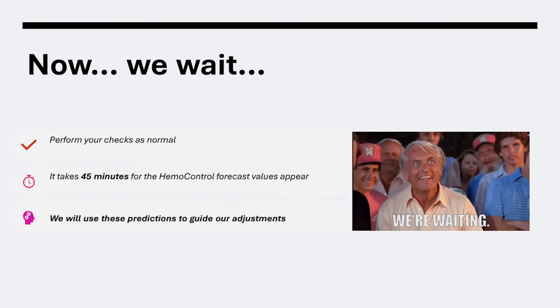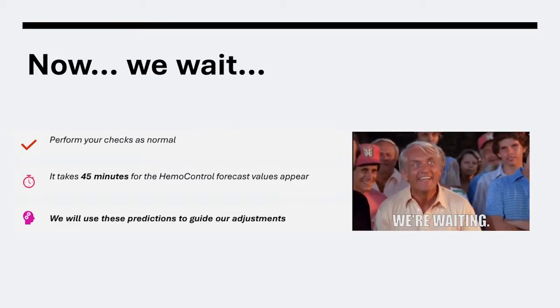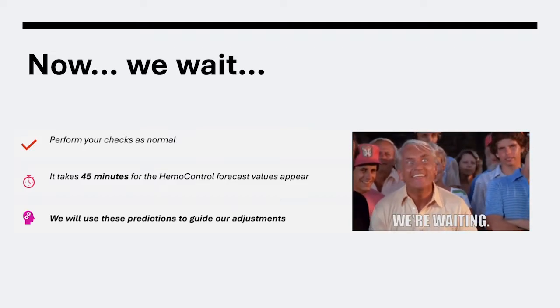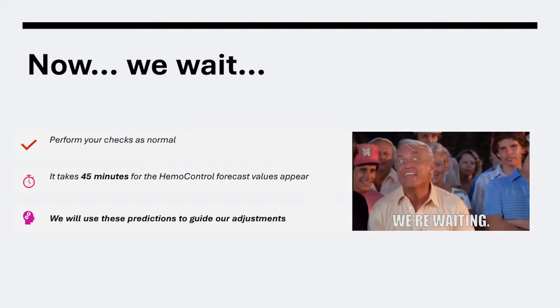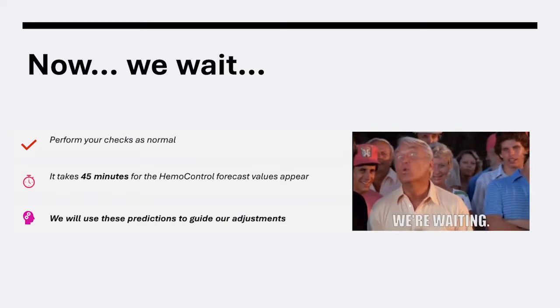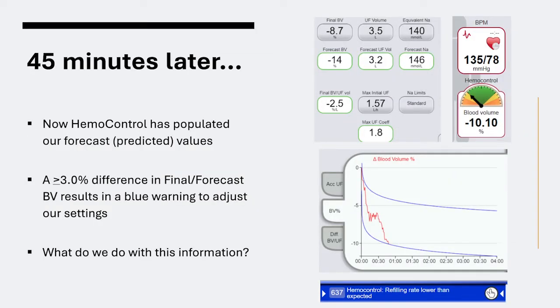Okay, so you've initiated treatment, dialysis has commenced, and now we wait. So you're going to, of course, perform your checks as normal, your Q30-minute checks, but keep in mind that it takes 45 minutes for HemoControl forecast values to appear, so we're not going to make any HemoControl adjustments until we have those values. All right, so 45 minutes has gone by, and now you can see that we've got our forecast HemoControl values.